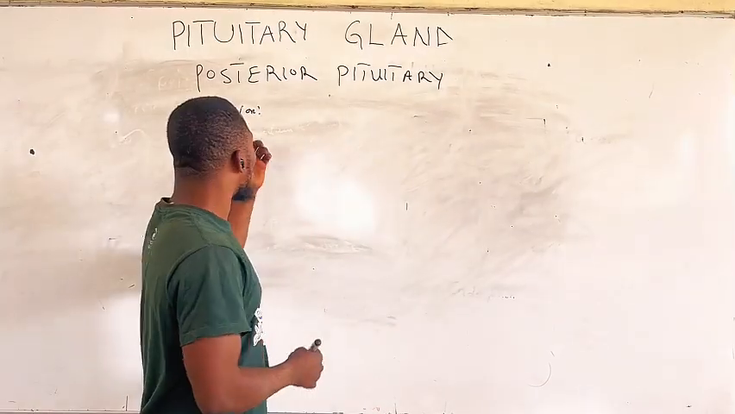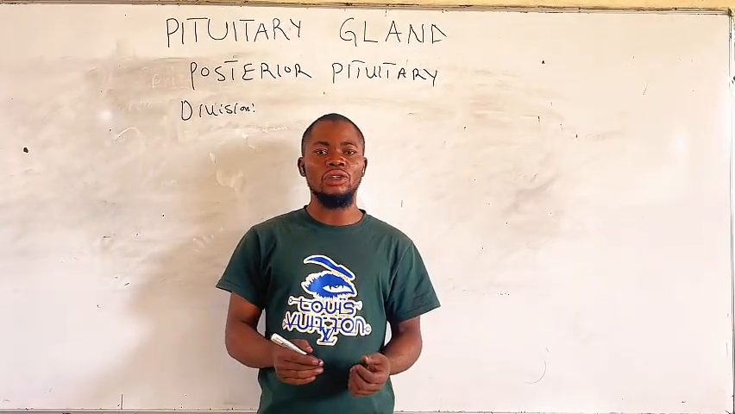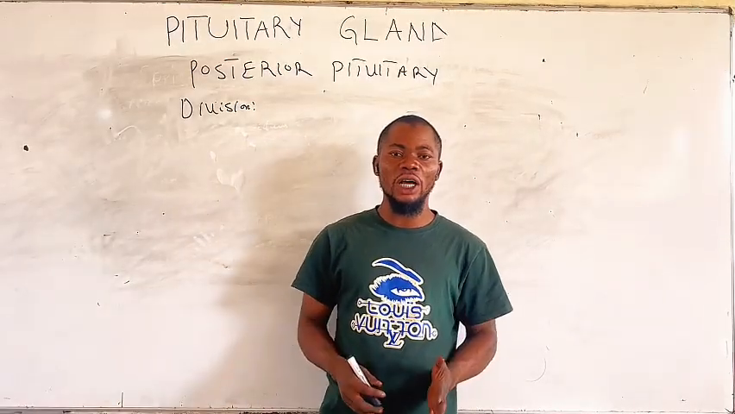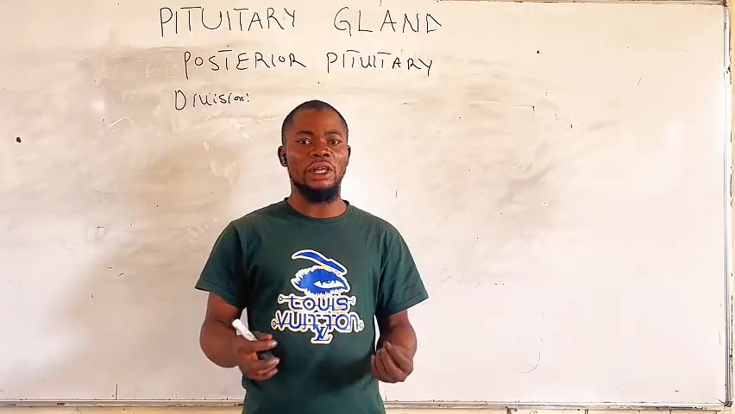Divisions of posterior pituitary gland. Posterior pituitary gland is divided into three parts. There is infundibular process, infundibular stem, and median eminence.